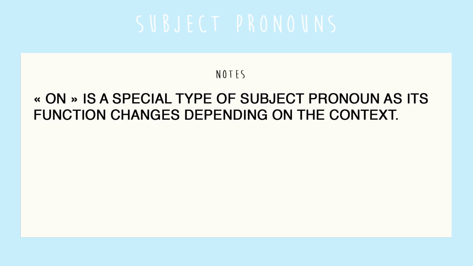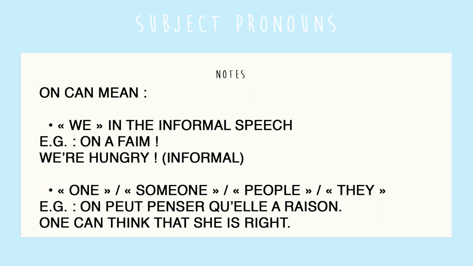On is a special type of subject pronoun as its function changes depending on the context. On can mean nous in the informal speech, for instance, on a faim, we're hungry, or one, someone, people, they. For instance, on peut penser qu'elle a raison. One can think that she is right.